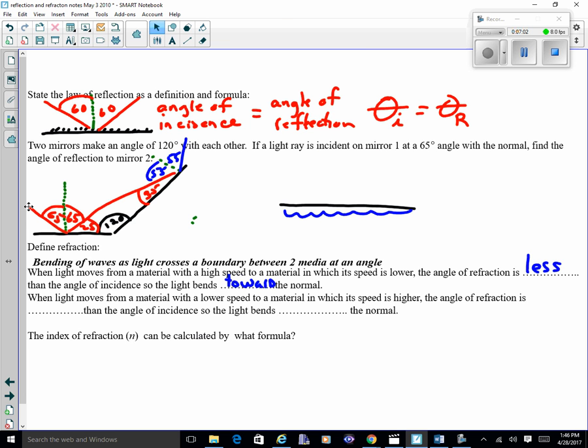When the light comes in, let's just say it's coming in here, like so. My normal is going to be this green line going up and down. That line is going to bend towards the normal. So let's just say it came in at a 45-degree angle. When it bends down, it might go out at a 40-degree angle. So it's actually bending down towards the normal. That's what that means. So if light moves from a material with a lower speed of light, like water, to higher, the angle of refraction is greater than the angle of incidence, so the light bends away from the normal.